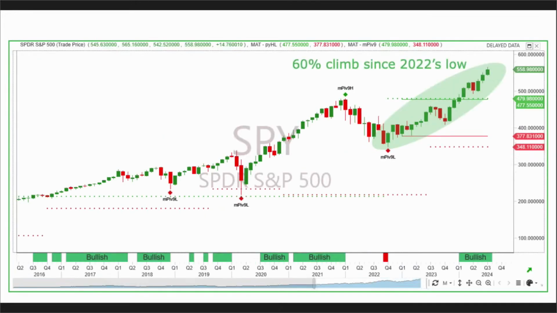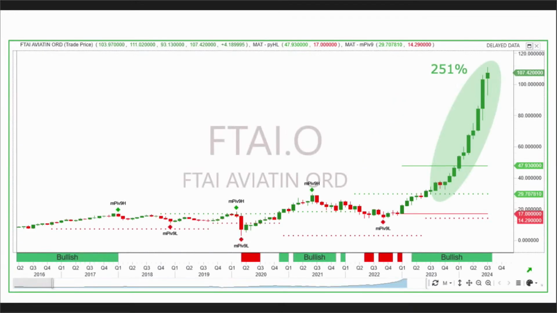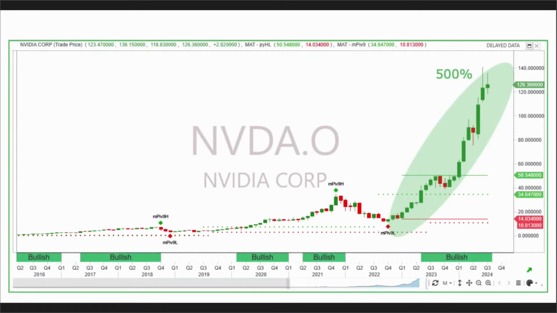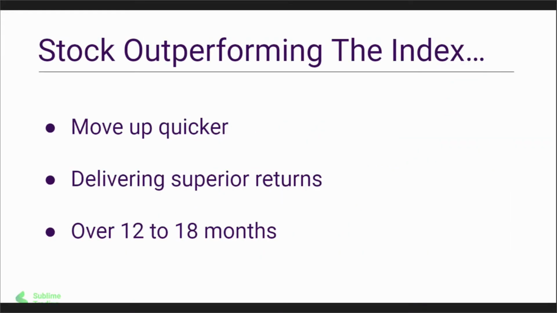These are the stocks that we want to find and invest in. So if we look at the S&P 500, the S&P 500 has climbed 60% since 2002's low. Now, if we look at some of the stocks that I shared earlier, Elf Beauty has climbed 230%. FTI Aviation has climbed 251%. McKesson Corporation, 140%. NVIDIA, 500%. Wingstop, 70%. So you can see these are just a few examples of stocks that we found and invested in that are outperforming the S&P 500. Now, what does that mean? That means that they are moving up quicker, delivering superior returns over a 12 to 18 month period.